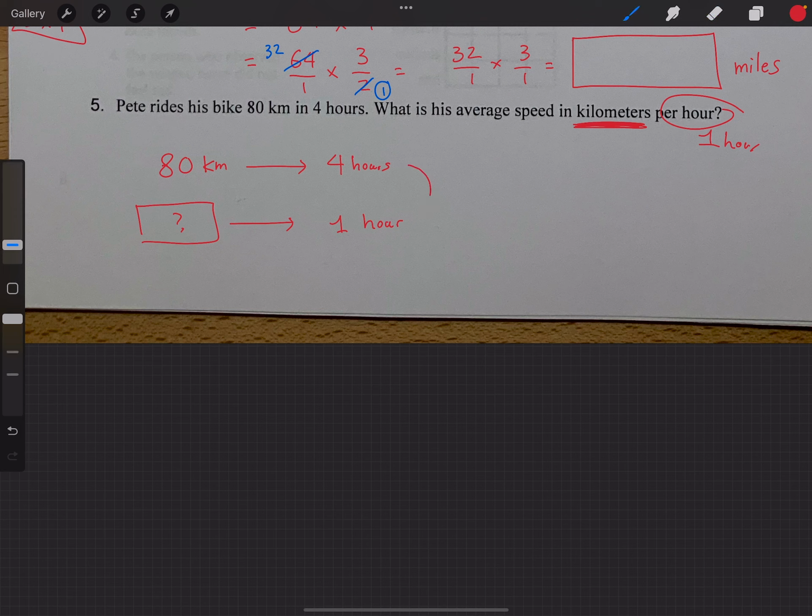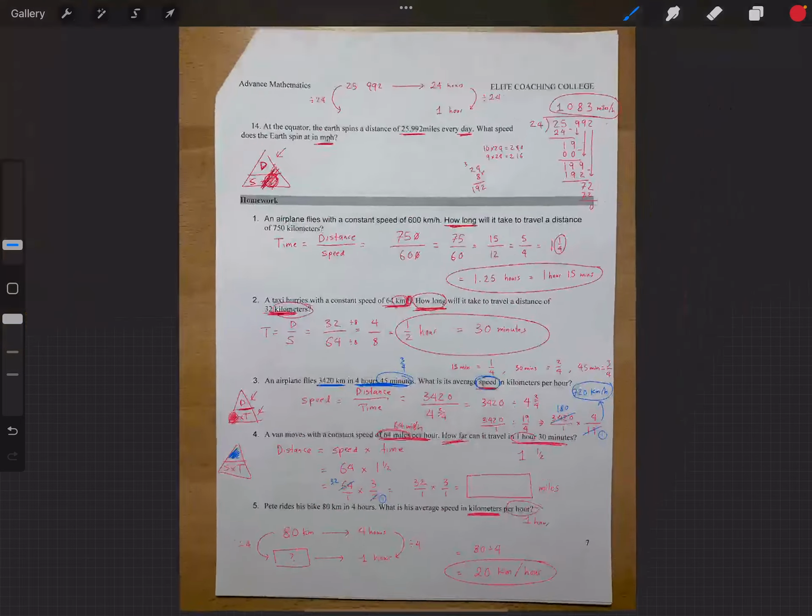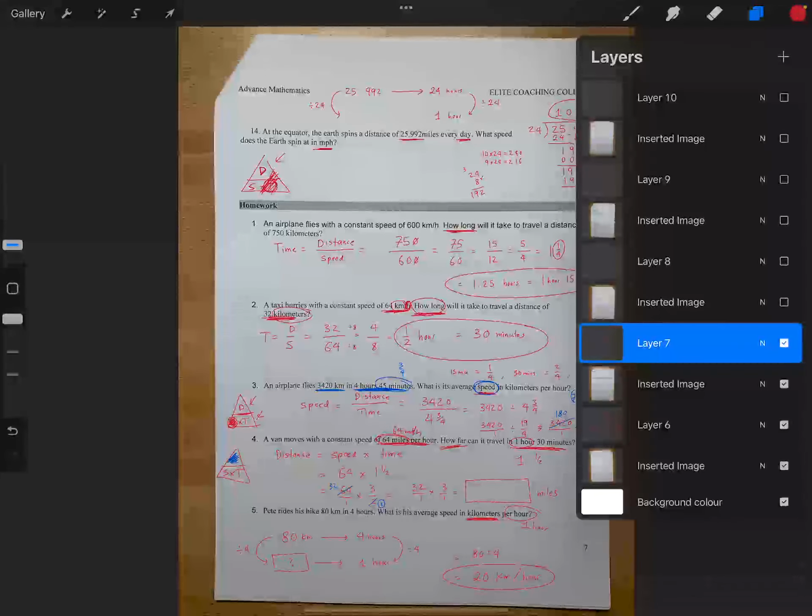So let's have a look here. You can see that from 4 to 1, what do we do? We divide it by 4. So that means I must divide this by 4. So 80 divided by 4 is very simple. That will give me 20 kilometers per hour. Done. Alright, next page.